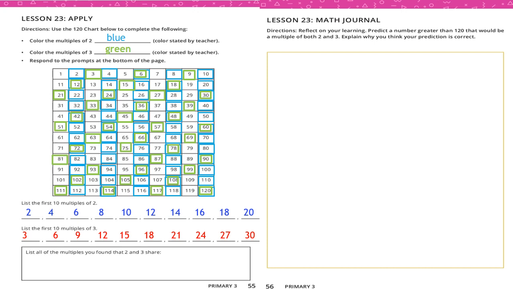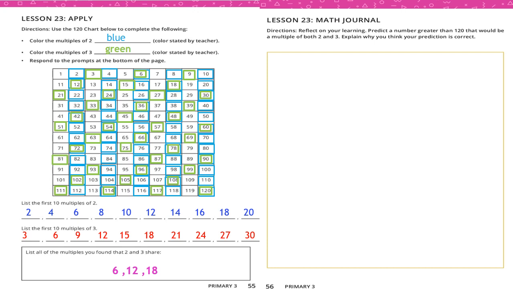Let's look at 8. Do we have 8 in multiples of 3? No. 10? No. 12? Yes, we have 12 in multiples of 2 and multiples of 3. Okay, so 6, 12, and what is the next number? 14? No. 16? No. 18? Yes, we have 18 in multiples of 2 and multiples of 3. 20? No, we can't find 20. So the multiples you found that 2 and 3 share together: 6, 12, 18.